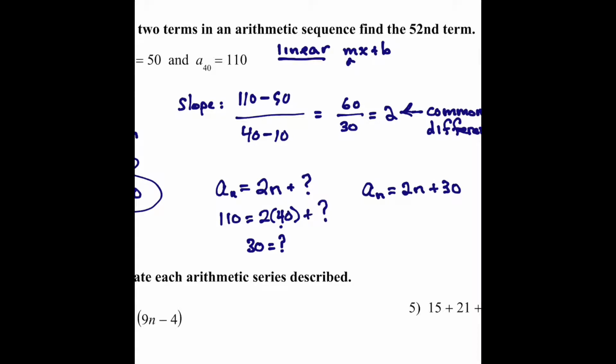And it really didn't specifically ask for an nth term statement. It asked for the 52nd term. So why would we spend so much time finding an nth term? Because now you get to figure out what the 52nd term is by using the nth term. So now I could find the 52nd term by plugging in a 52 for n. So I could say a sub 52 is 2 times 52 plus 30. So 52 times 2 is 104, plus 30 is 134. So it'd be 134.